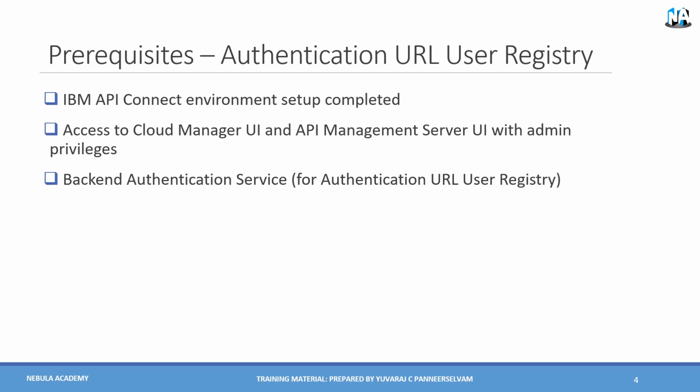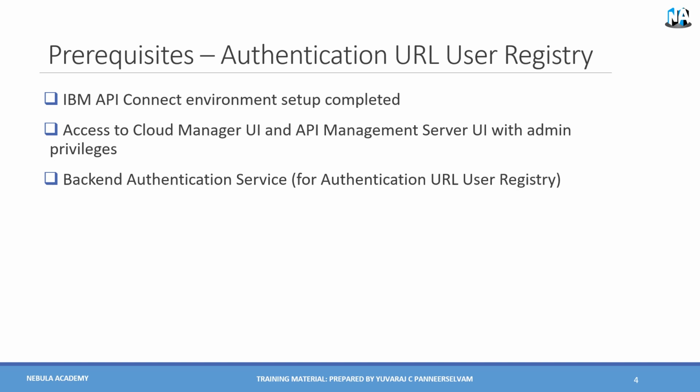For creating an authentication URL user registry, the prerequisites are that you should have an IBM API Connect environment set up. I'm again referring to version 2018, and the version I am using for the illustration is 2018.4.1.8. And then you should have access to either the Cloud Manager user interface, in case you're planning to create the user registry resources there for sharing across your various provider organizations, or you need to have access to the API Manager user interface.